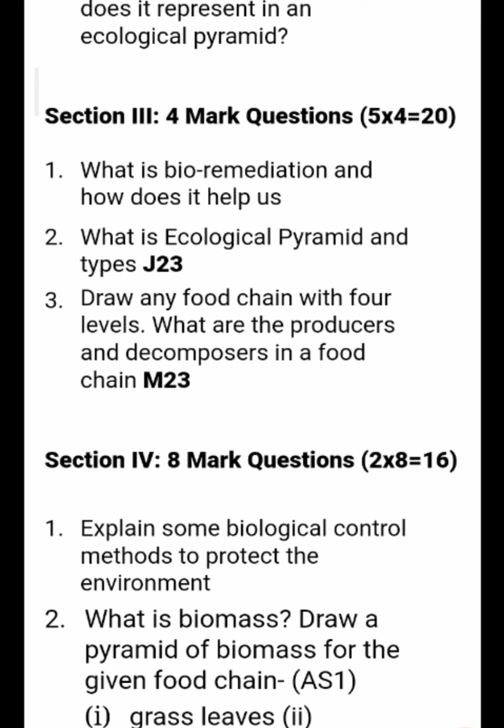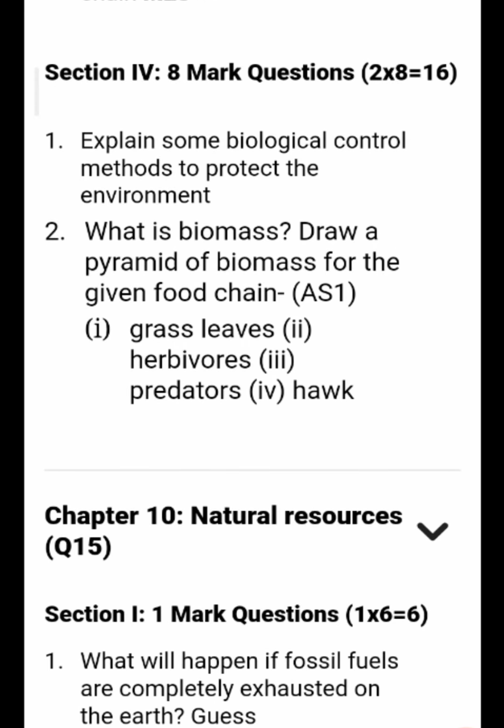What is an ecological pyramid and what are its types? Draw any food chain with 4 levels. What are the producers and decomposers in a food chain? Next, 8 marks questions. Explain some biological control methods to protect the environment. What is biomass? Draw a pyramid of biomass for the given food chain: grass, leaves, herbivores, predators, hawk.